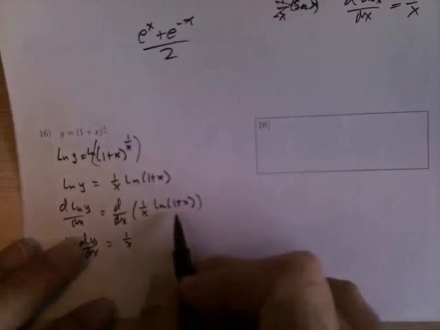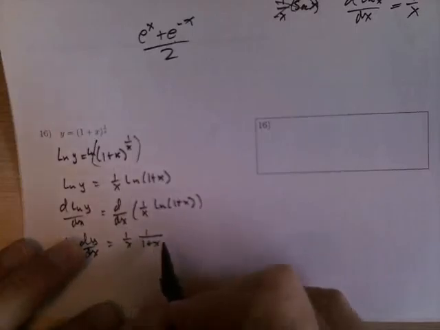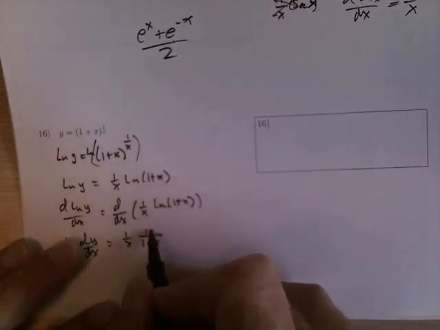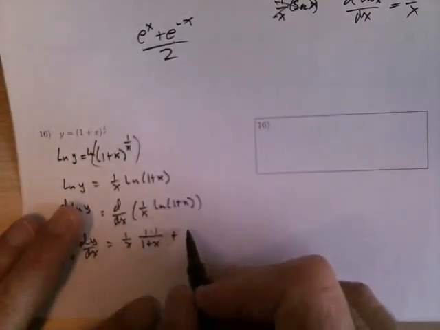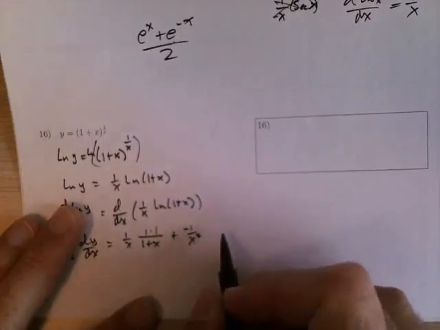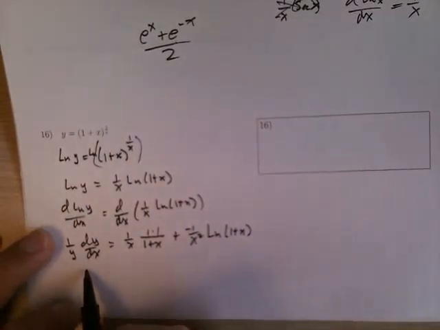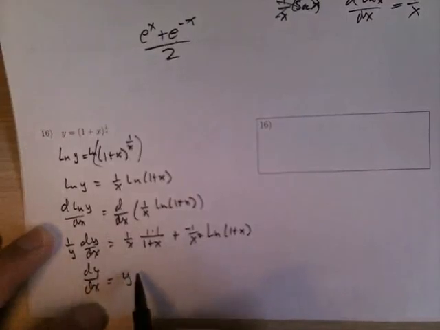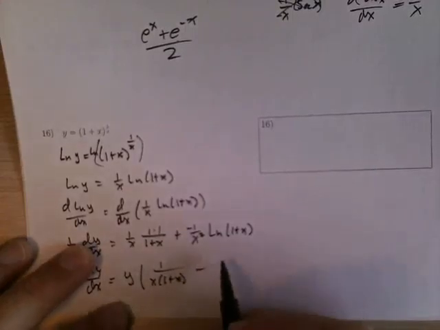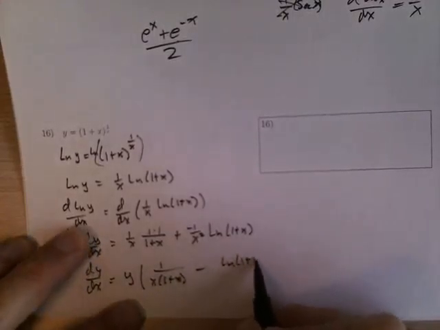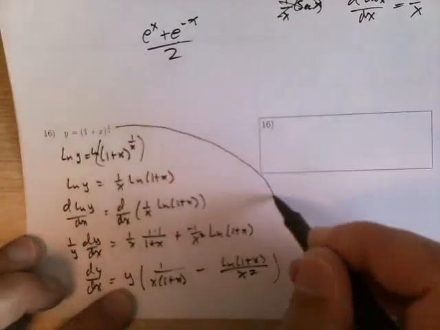So I've got 1 over x times the derivative of the log of something. Well, the derivative of the log of something is 1 over that something times the derivative of what's inside. In this case, the derivative of what's inside is just 1, so that was nice. And then I have the derivative of the first part, so that's going to be minus 1 over x squared times the second. And you got to multiply both sides by y, whatever this is. And then you're going to substitute the original function back in, that this y is that y.